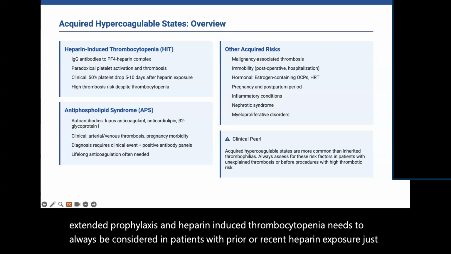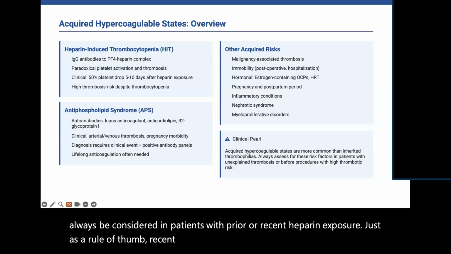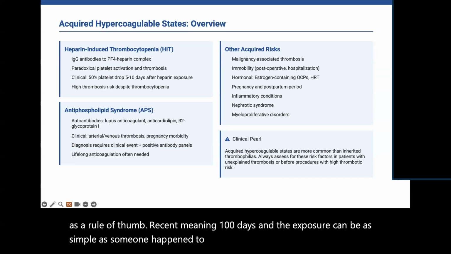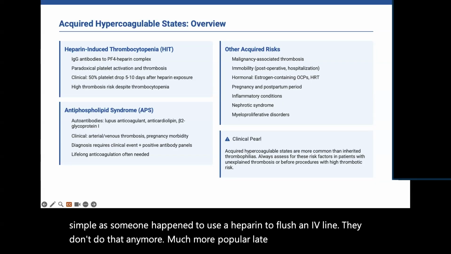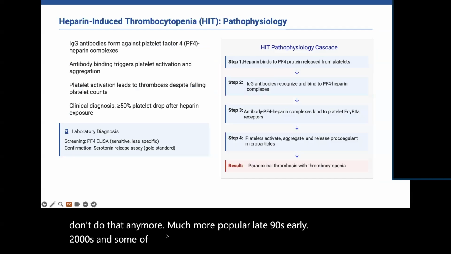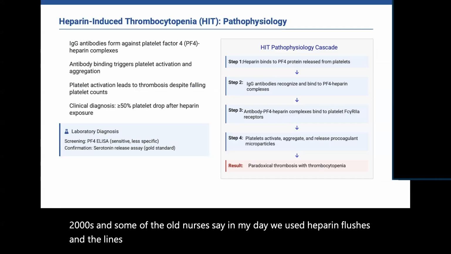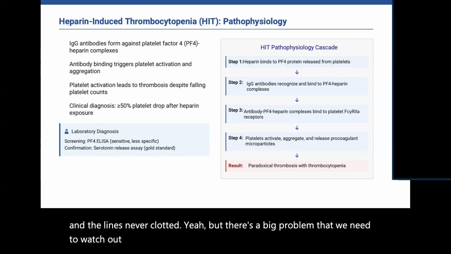Just as a rule of thumb, recent means 100 days. And the exposure can be as simple as someone using heparin to flush an IV line. They don't do that anymore. It was much more popular in the late 90s, early 2000s. Some of the old nurses will say, well, in my day, we used heparin flushes and the lines never clotted. Yeah, but there's a big problem that we need to watch out for. And here's one. Heparin-induced thrombocytopenia.